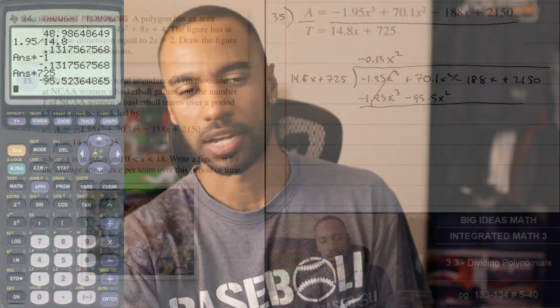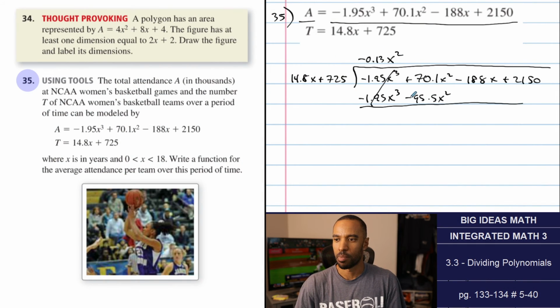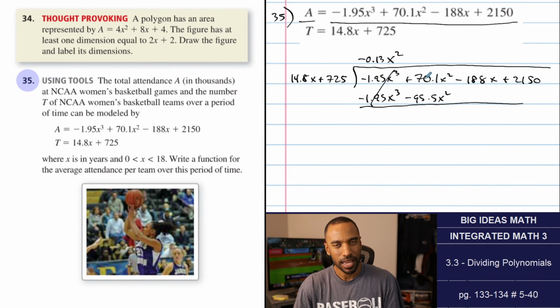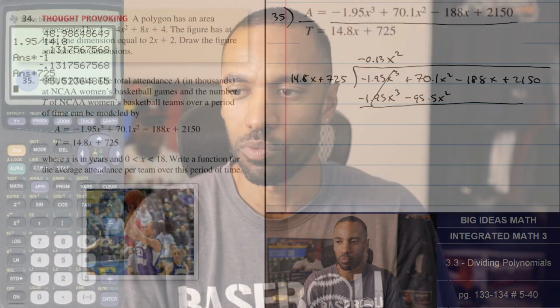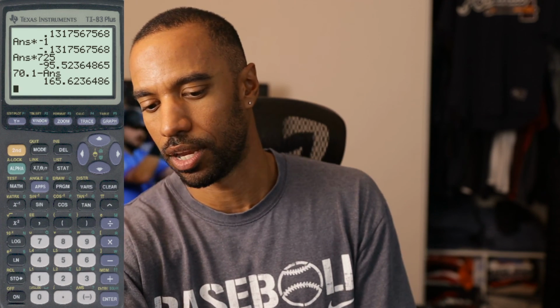And we're going to do a subtraction here. We got to do this minus this, which means this plus that, right? That's why I said I don't know if the subtraction is needed, but we do have to write it exactly like that there. So I got to do 70.1 minus that answer. And we have this number here: 165.6x squared minus 188x plus 2150. Okay, so now we're here.